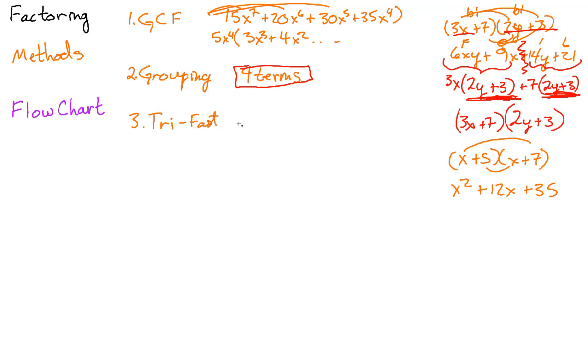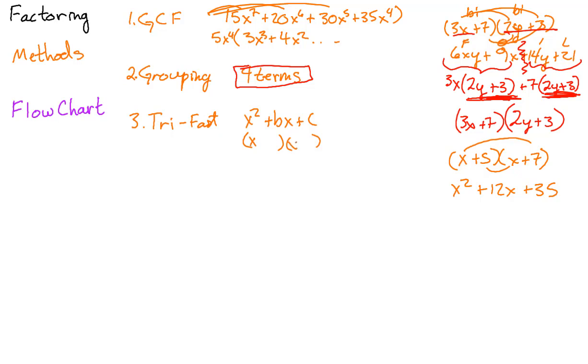This is a trinomial which starts off with just an x squared. The leading coefficient is 1. Sometimes they'll write an a here and write a equals 1. But we'll just leave it off for now. This is the nice fast one.